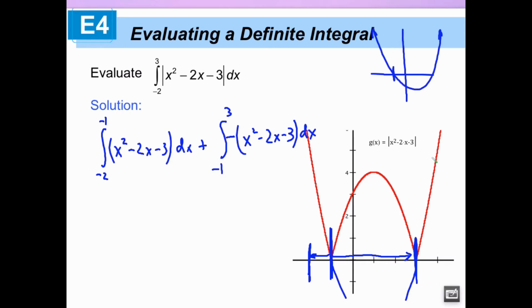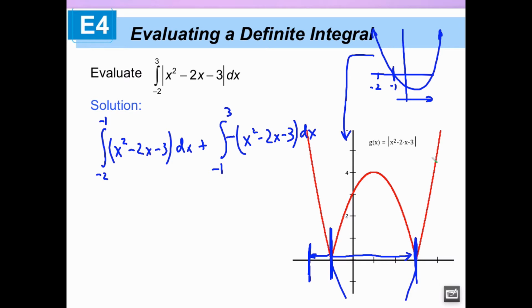From here to here, if you look at this graph to this graph, from -2 to -1, nothing changed. It's the same graph, so we can just use this. The problem is, from -1 to 3, things are all screwed up. In the original function, it's below the x-axis. We don't want it below the x-axis. We want it above the x-axis.